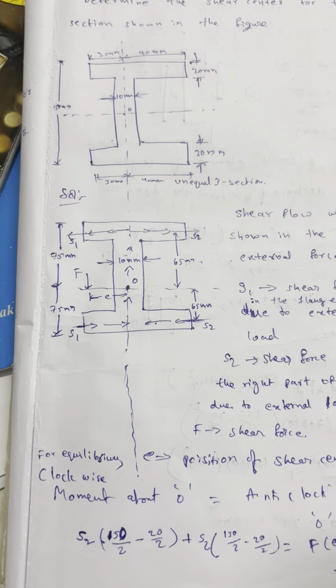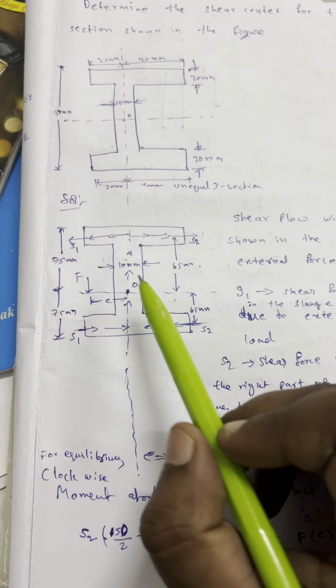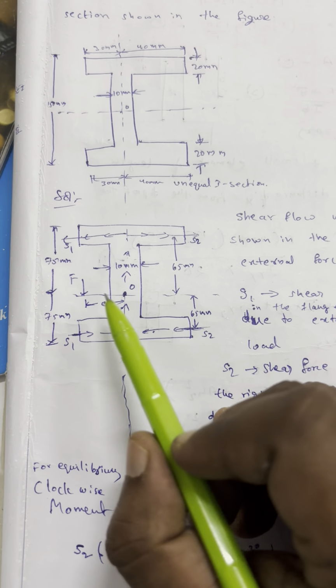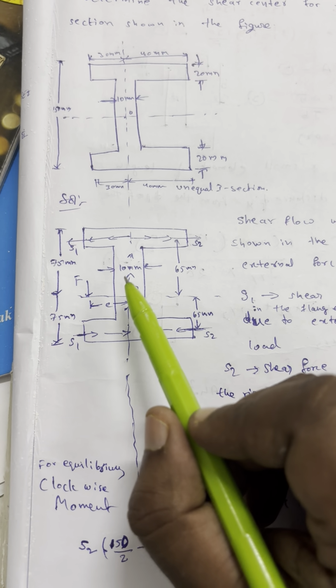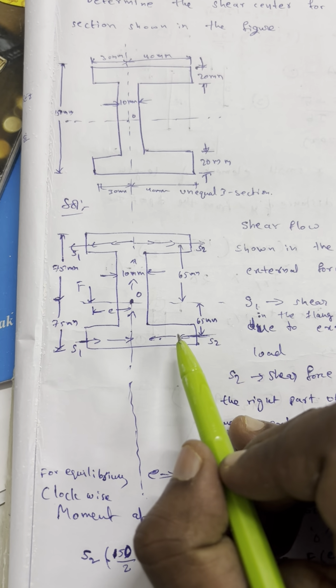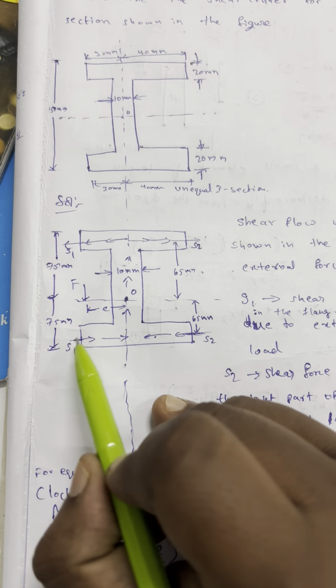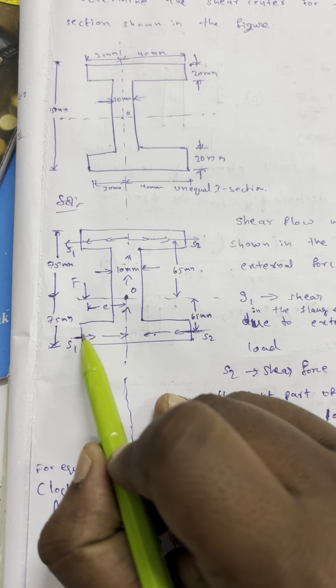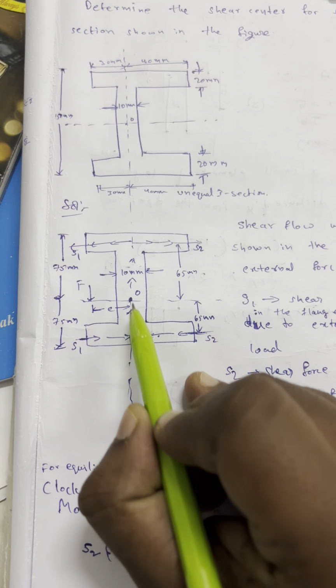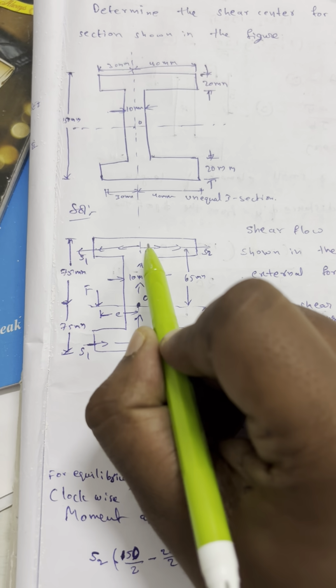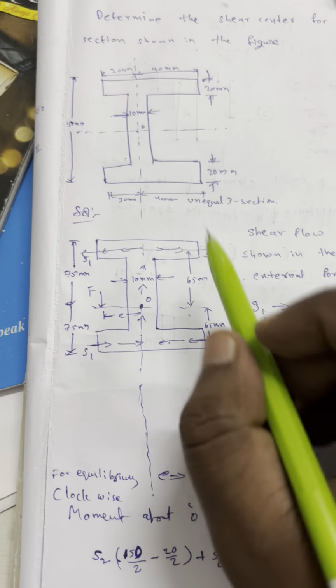Whenever there is an external load on the beam, shear stress will be developed. Due to that shear stress, a resisting shear force will be developed inside the section, and due to that the shear flow will be obtained. The shear flow for the I section is in this way: from the bottom it goes like this, and then it goes like this, and this is the shear flow.